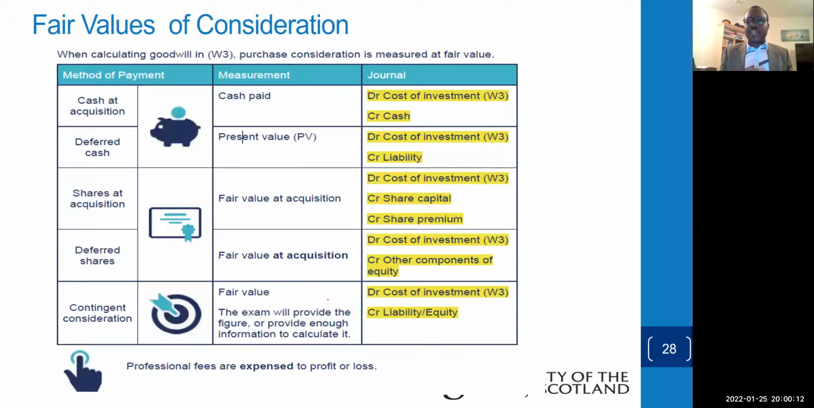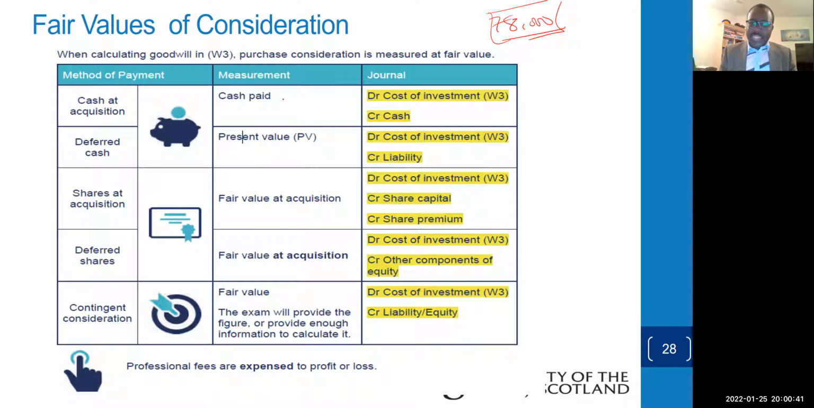Again, the fair value of consideration. In the questions that we have looked at, it was so easy. They told us that we paid 19,000, we paid 78,000, we paid 19 million. They've given it to us. But it's not that straightforward. Sometimes we may be asked to determine the price ourselves. That brings in complications. So in calculating goodwill, purchase consideration should always be at fair value.